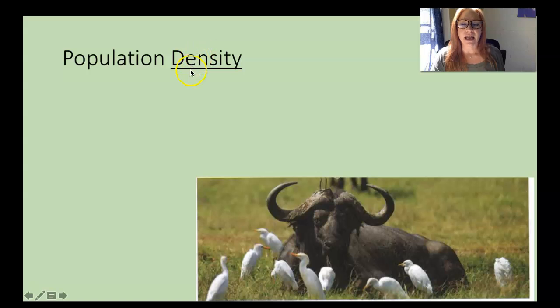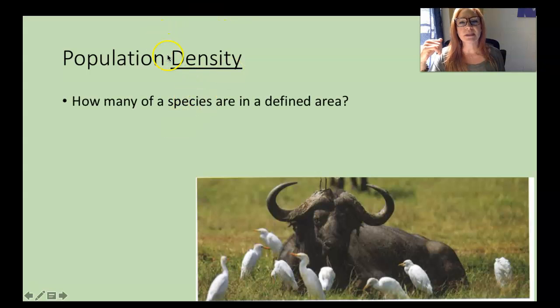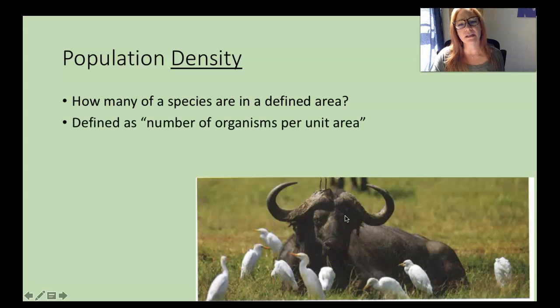Population density, and P.S. I've underlined vocabulary words in this, okay? So density just is defined as how many of a given species are in an area. How many birds are there? How many falcons in particular are there? How many bison are there in this particular area? Okay? And this is calculated as a number of organisms per unit area, whatever that unit is.